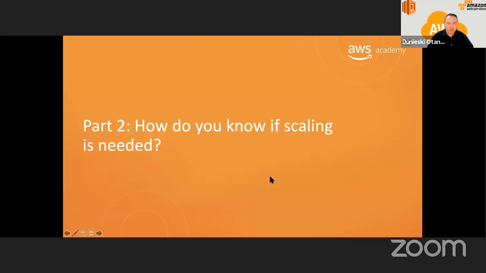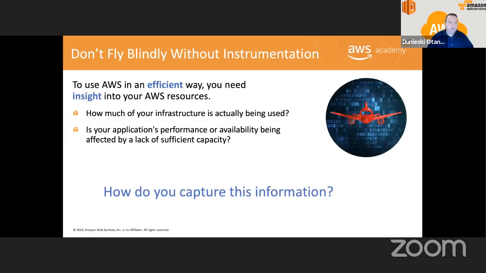Okay, so how do you know if scaling is needed? Don't fly blindly without instrumentation, okay? To use AWS in an efficient way, you need insight into your AWS resources. So how much of your infrastructure is actually being used? Is your application's performance or availability being affected by the lack of sufficient capacity? Those are questions that you can ask the person you sit with when creating the architecture.